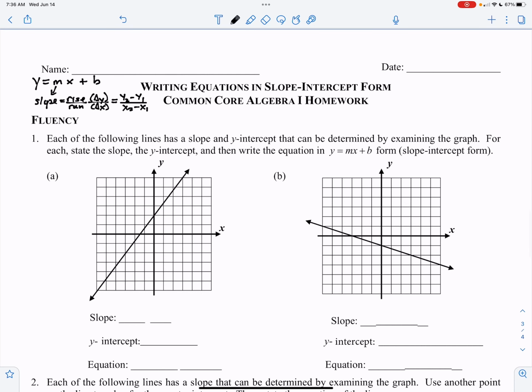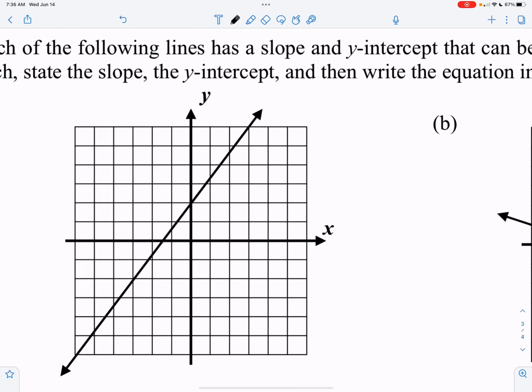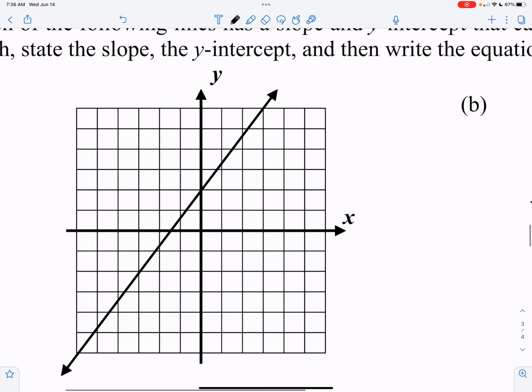Question 1. Each of the following lines has a slope and y-intercept that can be determined by examining the graph. For each, state the slope, the y-intercept, then write the equation in slope-intercept form. Okay, so let's figure out the slope. Now, to figure out the slope, find two places where the graph intersects the graph paper.